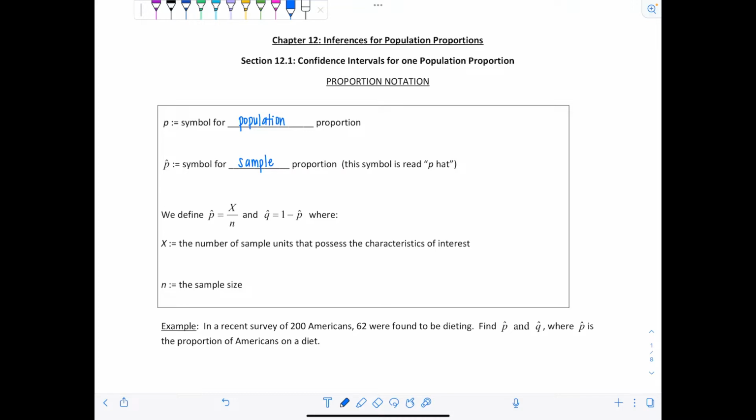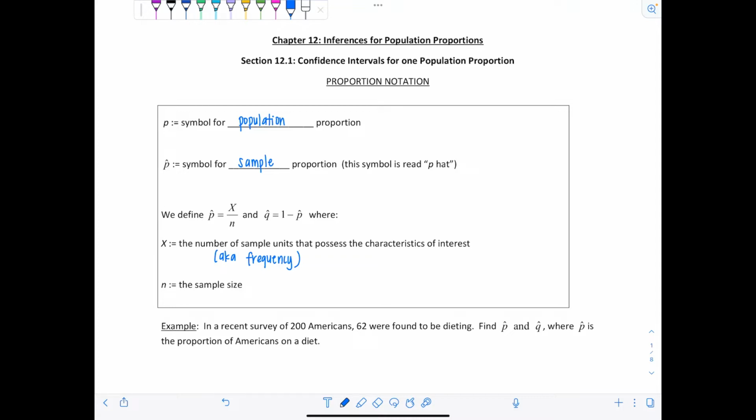So we define p hat to be x over n. X also could be referred to as f, depending on your textbook. It's the frequency. And q hat is equal to 1 minus p hat, okay? So q hat is basically the complement of p hat. And again, x is the number of sample units that possess the characteristic of interest. It could also be the frequency. I think that's kind of what our book likes to use at the moment. And then n is the sample size.